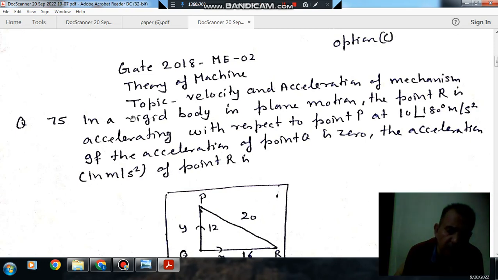Hello, welcome again. We are solving some questions of theory of machines. The topic is velocity and acceleration of mechanism. Question number 75 from GATE 2018.